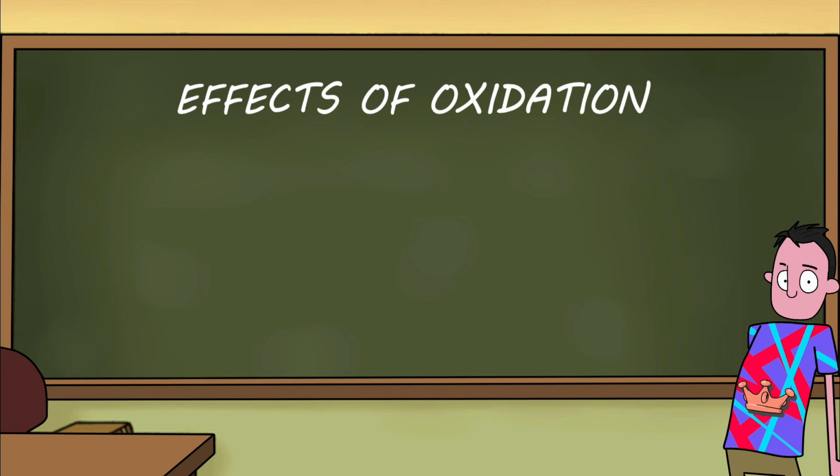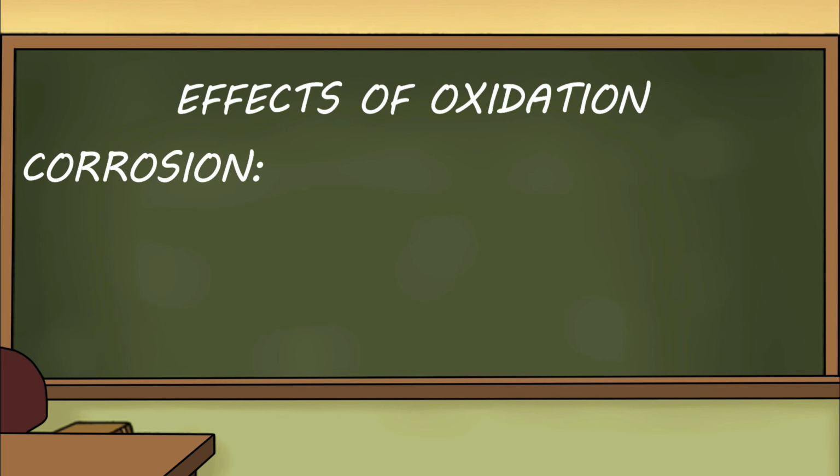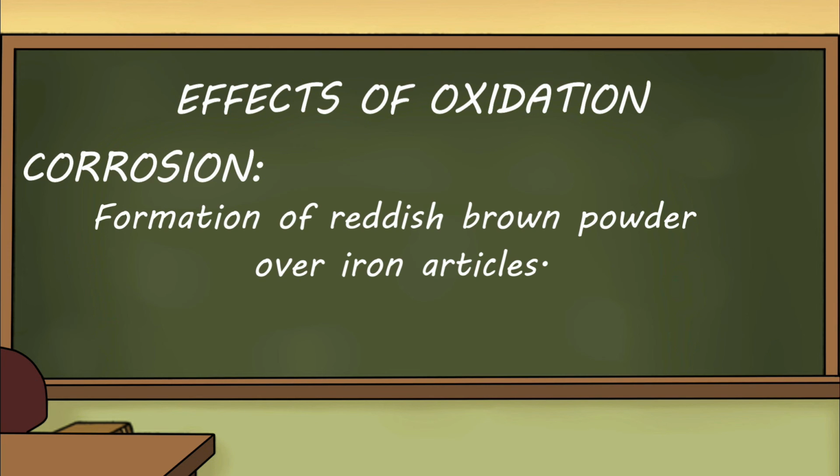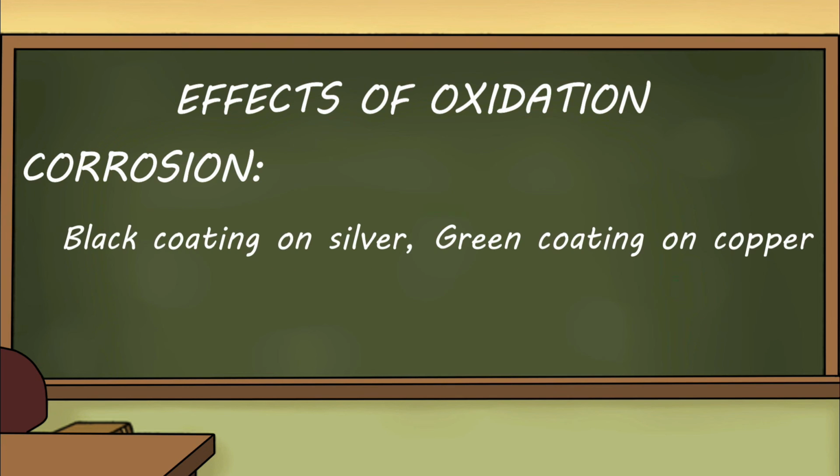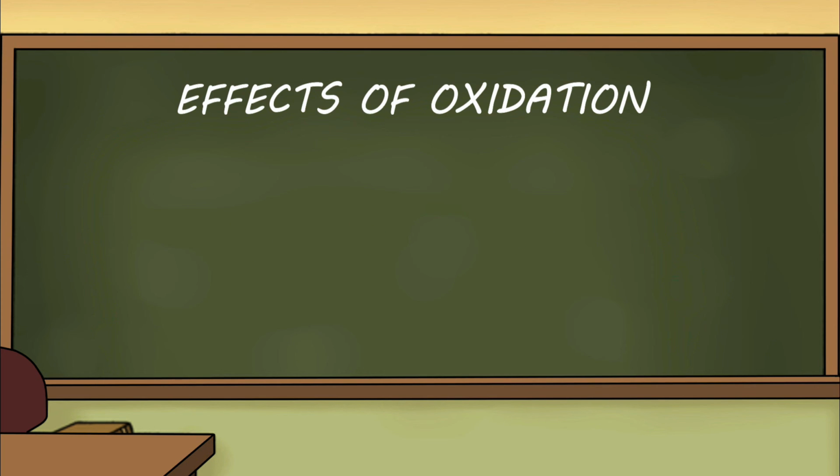Now, let's see some of the effects of oxidation in real life. First of all, corrosion. Corrosion is a formation of reddish brown powder over iron particles. When a metal is attacked by substances around it, such as moisture, acids, etc., it is said to corrode, and this process is called corrosion. Black coating on silver, green coating on copper are examples of corrosion.